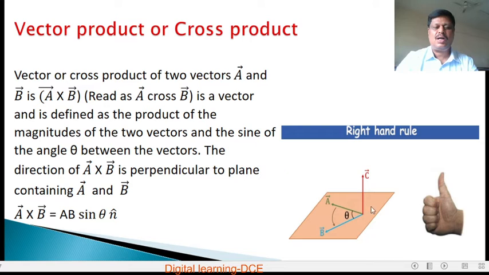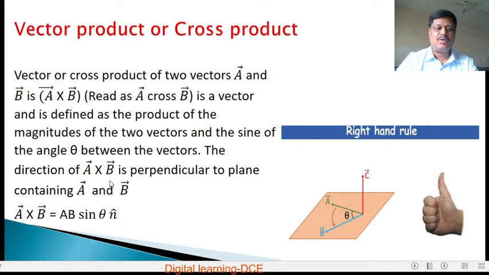Vector product or cross product. In this case, after multiplication of the two vectors, it gives a vector quantity. Therefore, cross product is also called vector product, and it is defined as the vector or cross product of two vectors a and b, written a cross b. It should be read as: a cross b is a vector and is defined as the product of the magnitudes of the two vectors and the sine of the angle theta between the vectors.